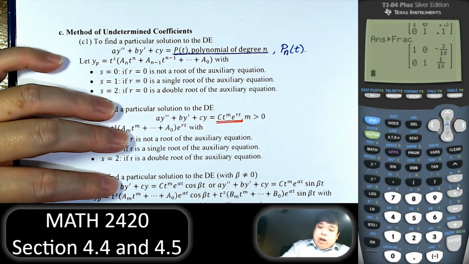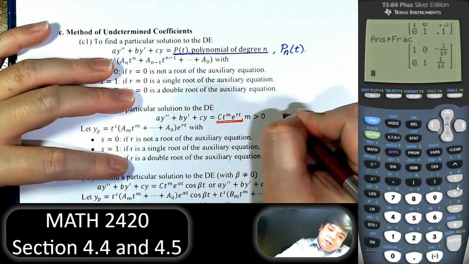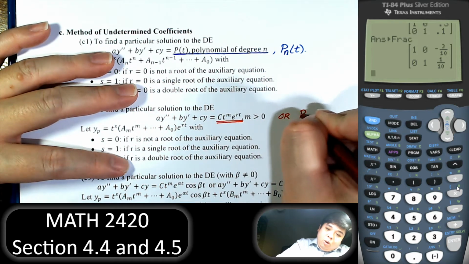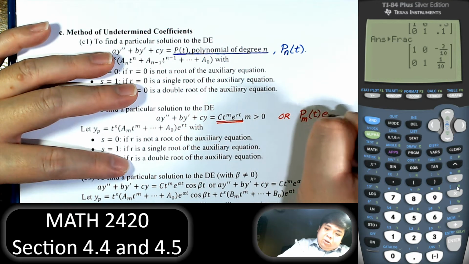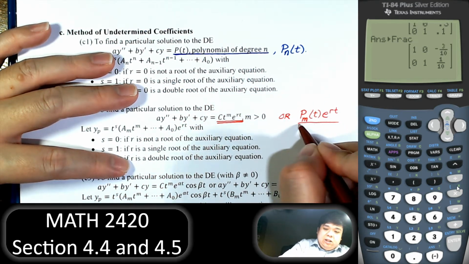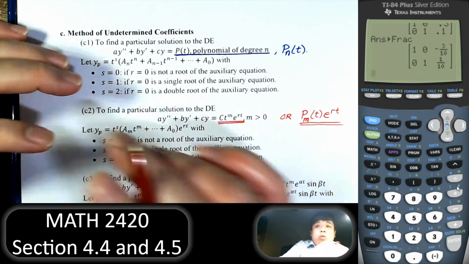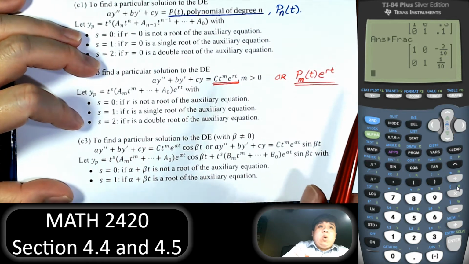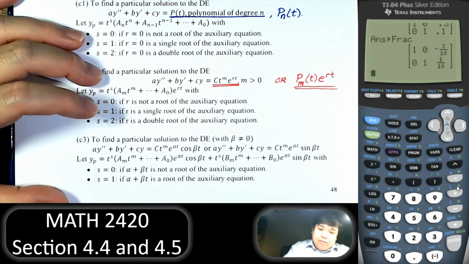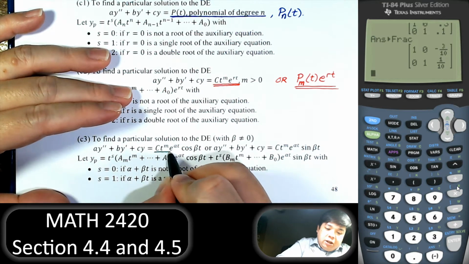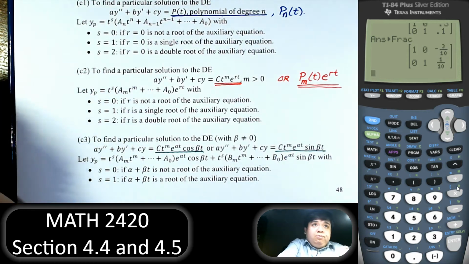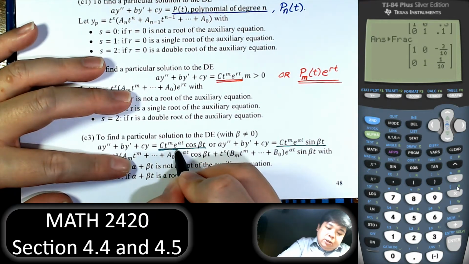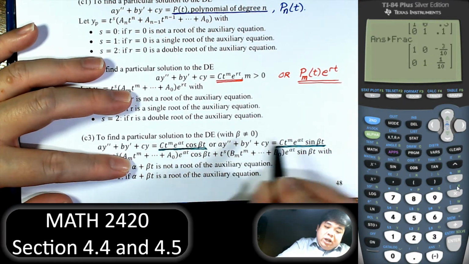Here, instead of this form, we can also write a polynomial of degree m of t times e to the rt. Yeah, so either that or in that form. So we have a polynomial times exponential terms. And the next one is either we have cosine or sine. Sine or cosine. Of course, that corresponds to the form of the complementary solution. Right, so either cosine or sine.